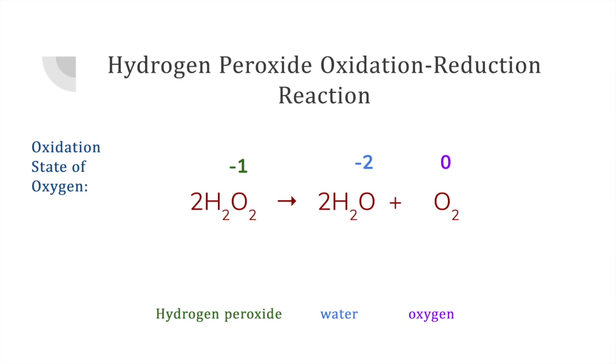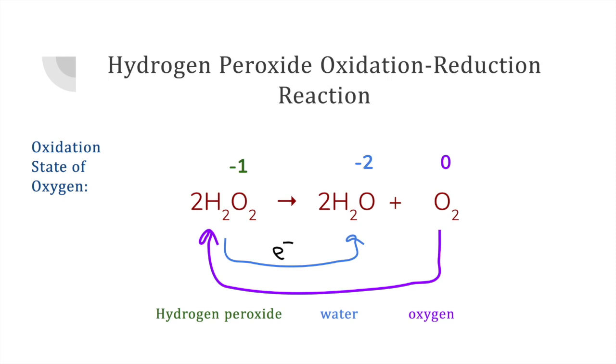Now, the cool thing about hydrogen peroxide is the electrons are being transferred simultaneously. From hydrogen peroxide to water, an electron is being transferred and water is gaining an electron. But from oxygen to hydrogen peroxide is gaining the electron. So as you can see, it's going back and forth, which is really cool and doesn't happen typically in oxidation reduction reactions.